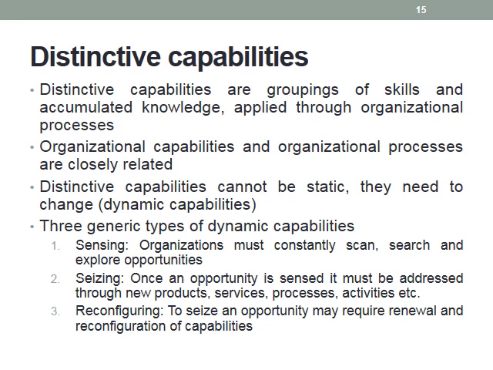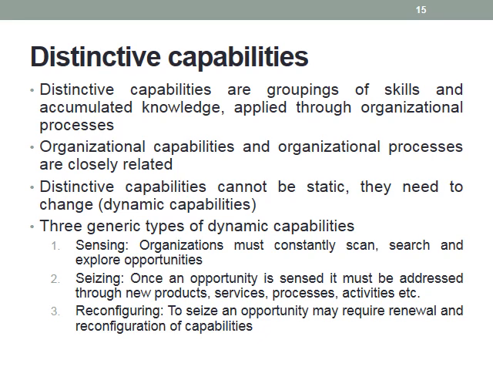So there are three generic types of dynamic capabilities, or three characteristics associated with dynamic capabilities. The number one is sensing. What is it? When you want your capabilities to be dynamic, you have to constantly scan, search, and explore the opportunities in the environment. You need to do a lot of research and try to understand what is happening outside.